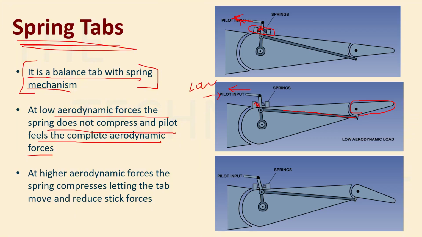But if the pilot is applying a lot of forces, then this spring will compress and hence it will move your tab. So it has deflected the tab. So this allows some forces to be there. As I said, some forces are okay, it is good, but if there are too many forces, then it is bad. So little forces will let the pilot feel those forces, right? So for good feel, it will be helpful. And now if the forces are too much, then it will make sure that the tab is in action and it is able to assist the pilot.